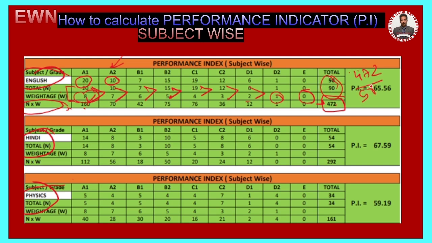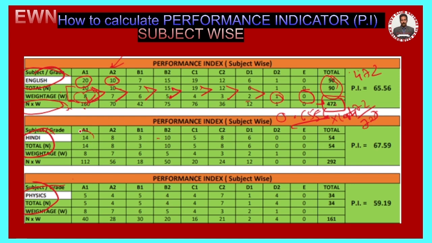So 90 into 8, that is 720. So 472 upon 720, and that will be equal to 0.6556. Now this into 100, and it will be 65.56. So that is how we calculate the performance index. So we got 65.56. Now the same thing can be applied for Hindi.